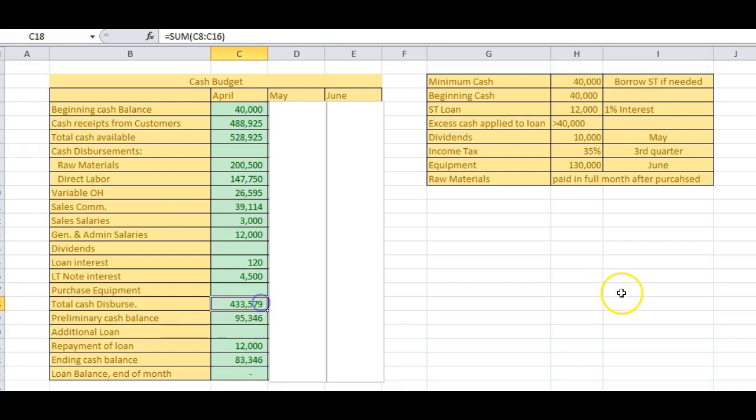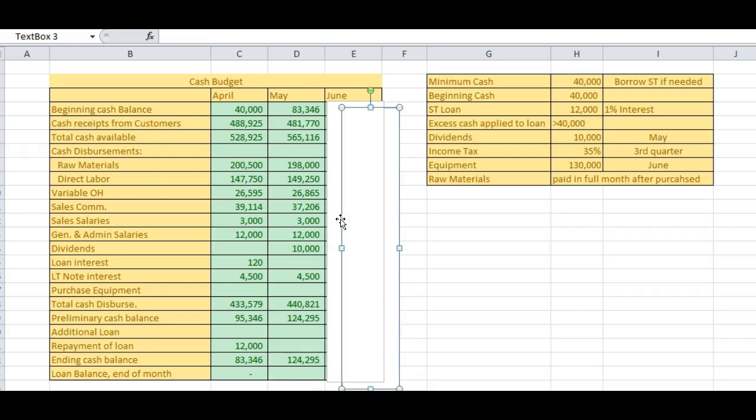So we had total cash disbursements of $433,579. We get this by adding this totally up right here. So we have a preliminary cash balance of $95,346. I'm over $40,000. I have this $12,000 short-term note out there. I'm going to pay it. So I take that out of the cash and end up with an ending cash balance of $83,346.